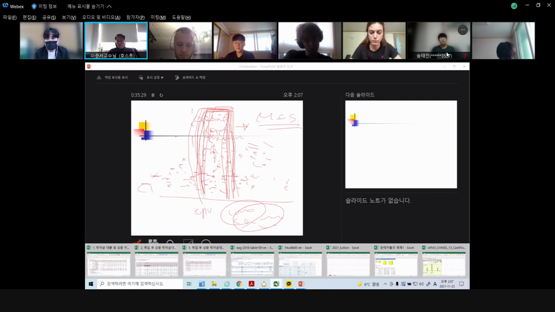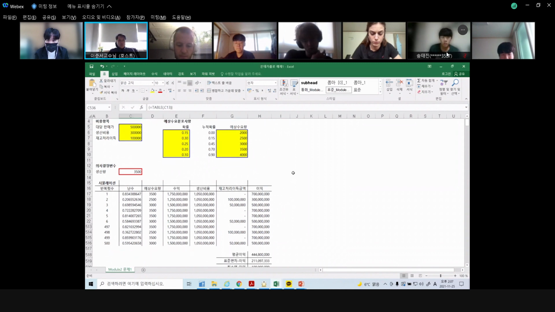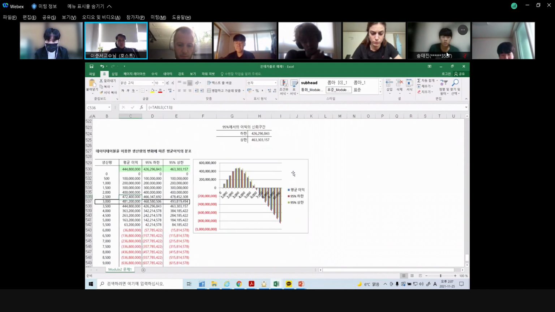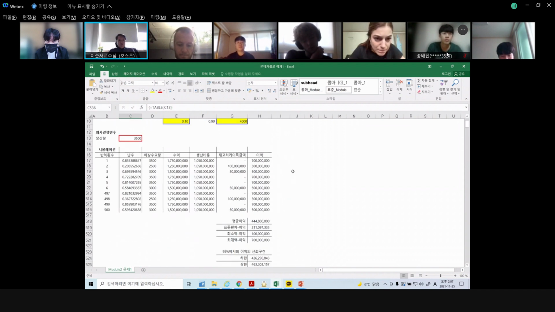We can do the Monte Carlo simulation by using an Excel spreadsheet, just like that one. So this is the sort of Monte Carlo simulation result. There's the function key to run.